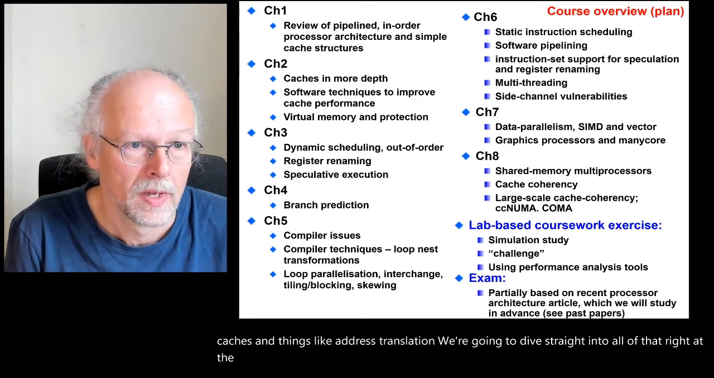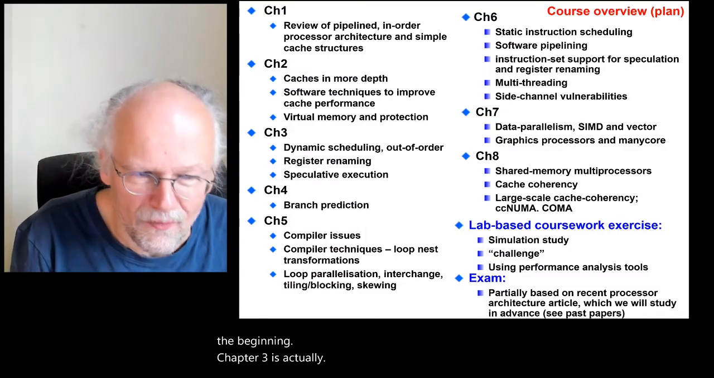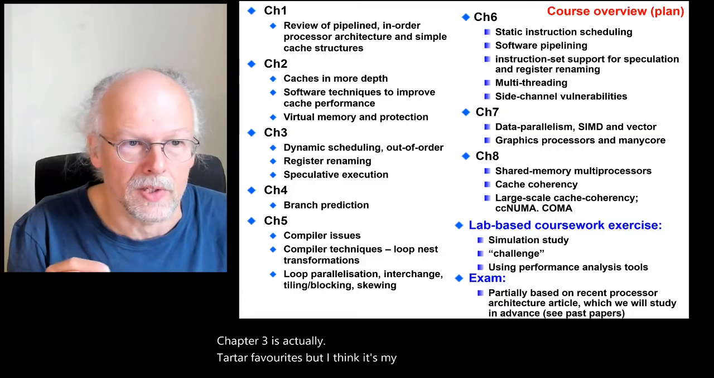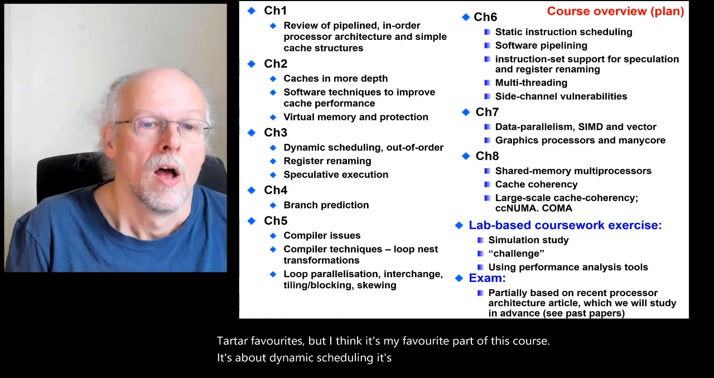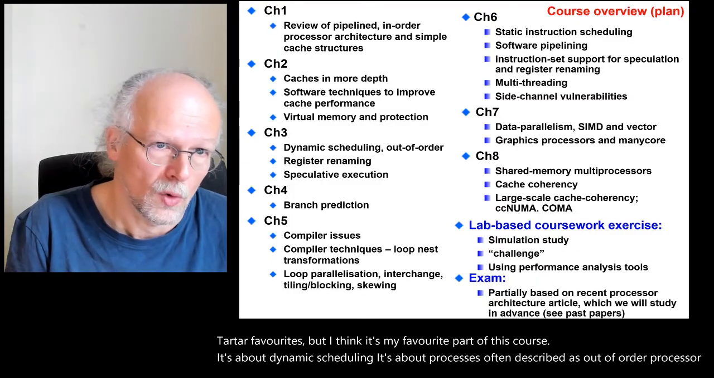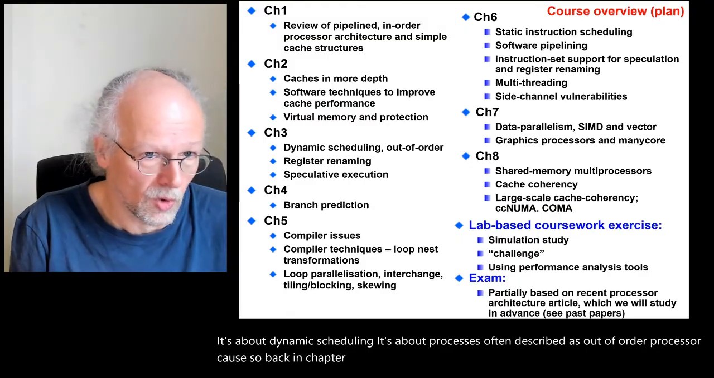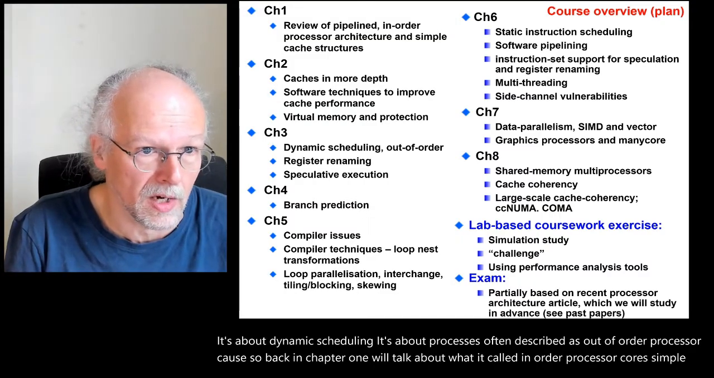Chapter 3 is actually, it's hard to have favorites, but I think it's my favorite part of this course. It's about dynamic scheduling. It's about processors often described as out-of-order processor cores. So back in chapter 1, we'll talk about what I call in-order processor cores, simple pipelined processor architectures.